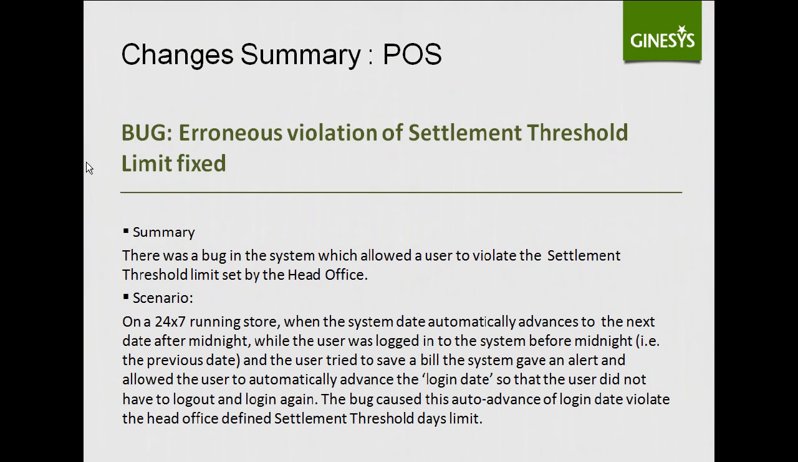So this was a bug by which a user could violate the settlement threshold that was set up by HO by simply changing the system date and then putting in new values for the new system date that he had set up. So let me quickly go ahead and show you a scenario where I will try to reproduce this and show you how we are getting a validation now, which will stop the user from doing this any further.